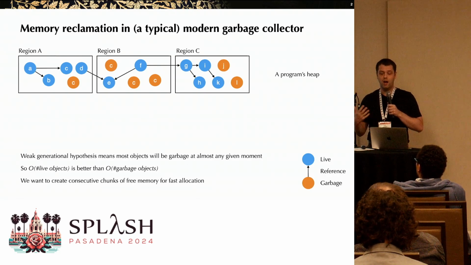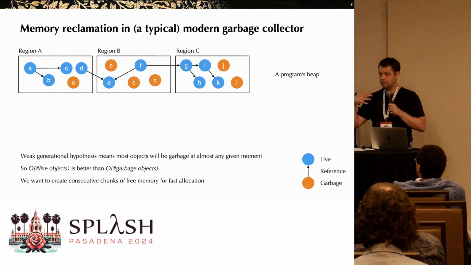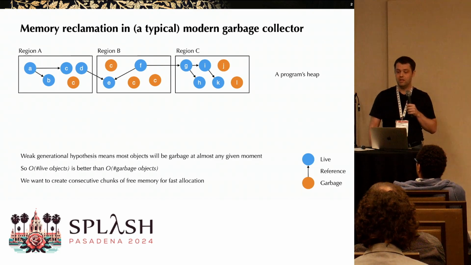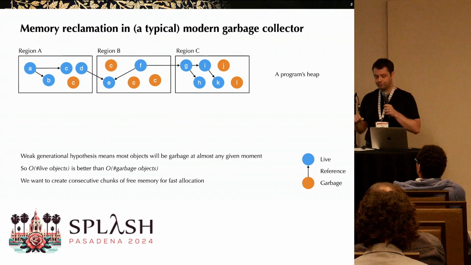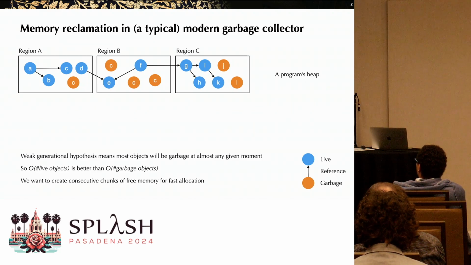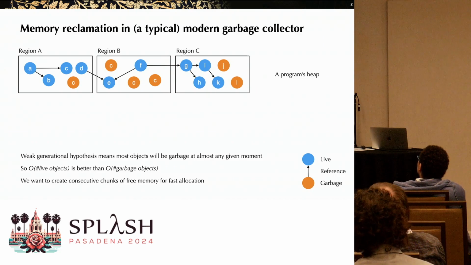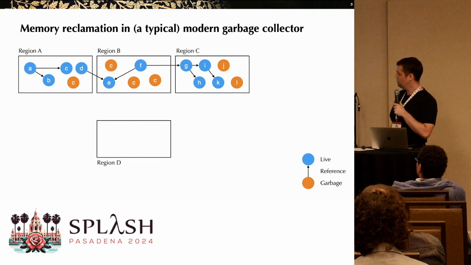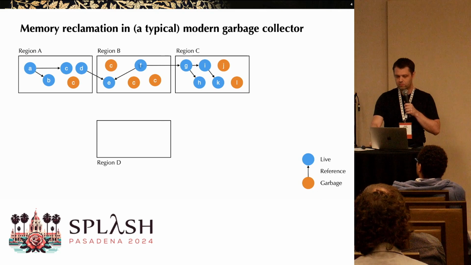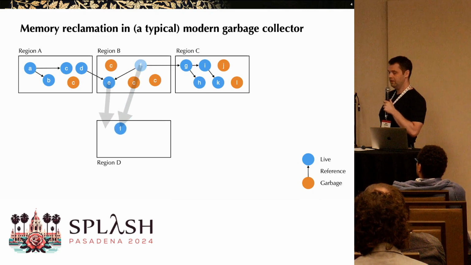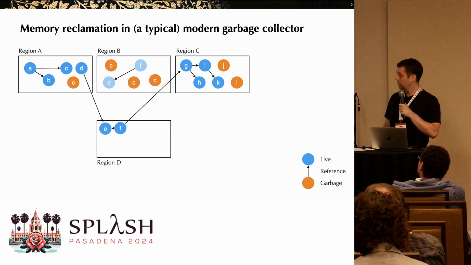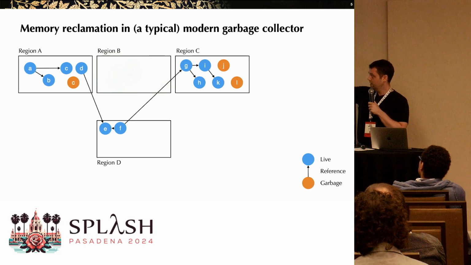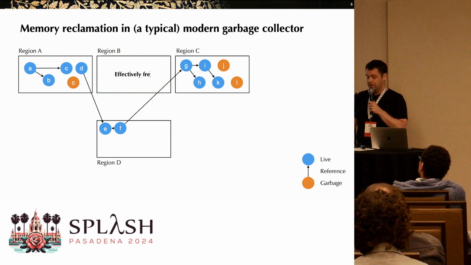Another goal that we have as the GC is to facilitate fast allocation. And to do that, we want to create consecutive chunks of free memory. Consider now that we have regions A, B, and C. Regions A and C have 4 live objects, while region B has only 2 live objects. So region B would be what we call a sparsely populated region. An efficient GC would select region B for evacuation and evacuate object F and object E. After updating the pointers, we have effectively freed up the entire region B for reuse.